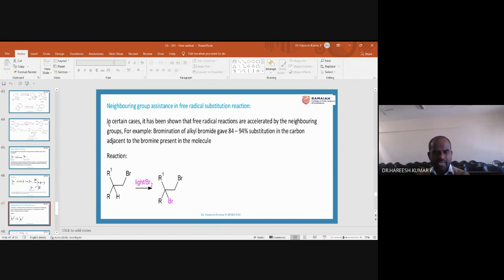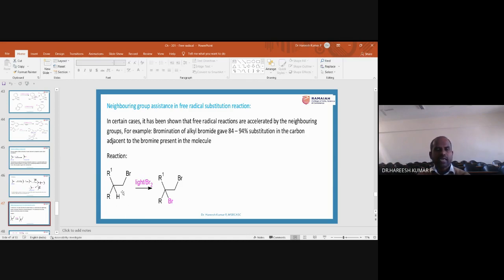So what is happening here? What is the name of this compound? The name of this compound is alkyl bromide. What type of alkyl bromide? Bromide is attached to this carbon at the alpha position. This position is called the alpha position. Alpha hydrogen containing alkyl bromides.